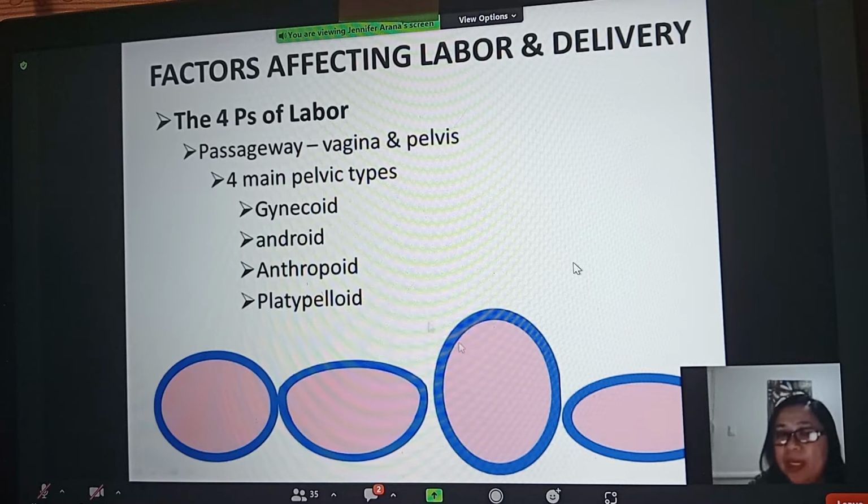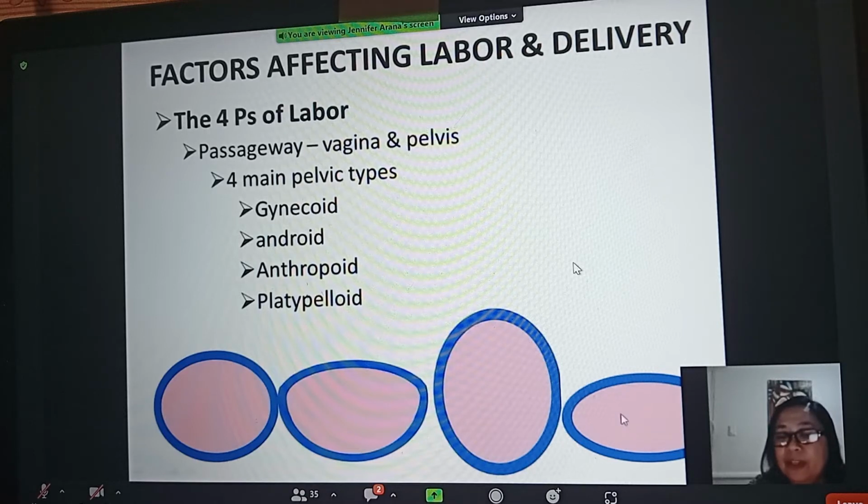Now, this third illustration suggests the shape of the opening of an anthropoid pelvis. The anthropoid pelvis is an oval or ape-like pelvis. The anterior-posterior diameter is wider, while the transverse diameter is more narrow. So if the mother has this kind of pelvis, most likely the delivery mode is assisted vaginal birth, usually with forceps. Later on, you will know what the different types of delivery are.